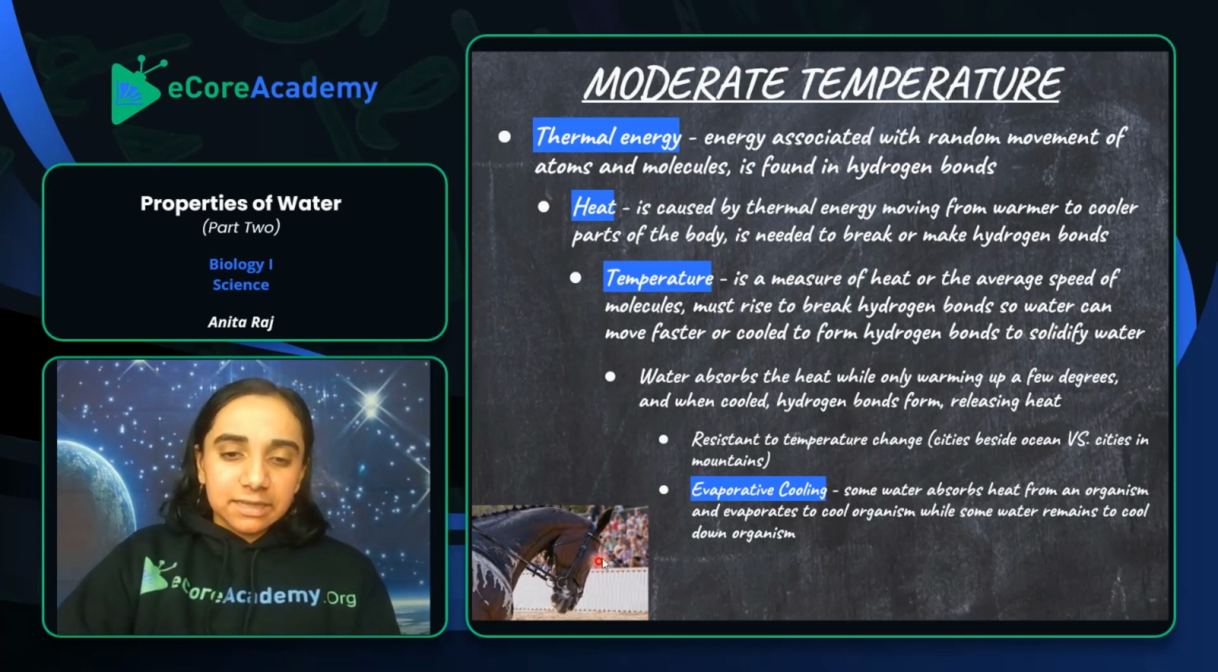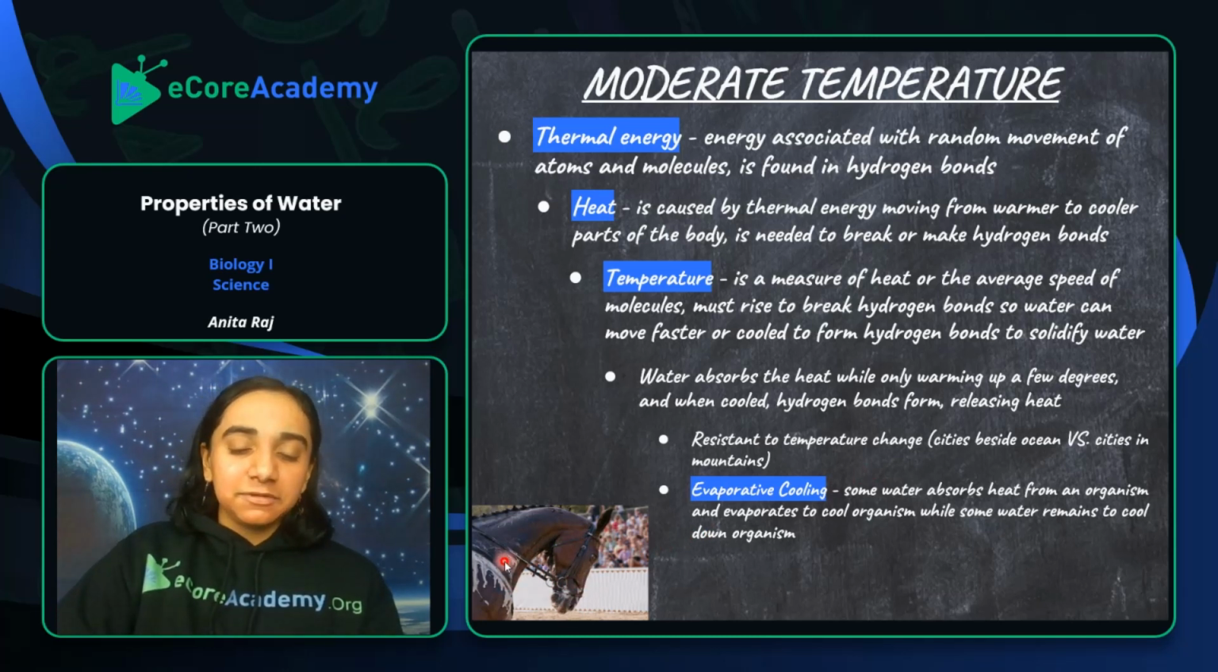As you can see, a good example would be this horse right here. I love horses, that's why I'm using this example. It's sweating like crazy, but this water will evaporate because of evaporative cooling. It'll evaporate, and whatever water remains will help to cool down the horse after the competition.